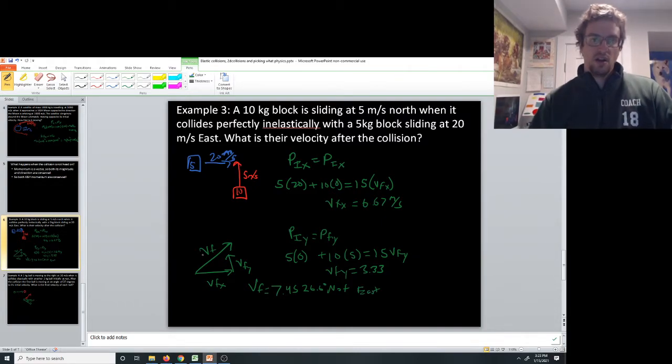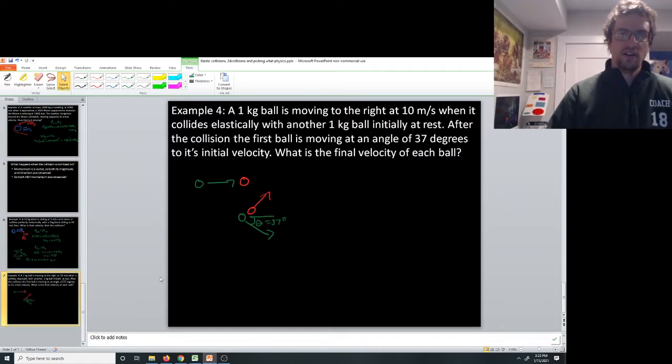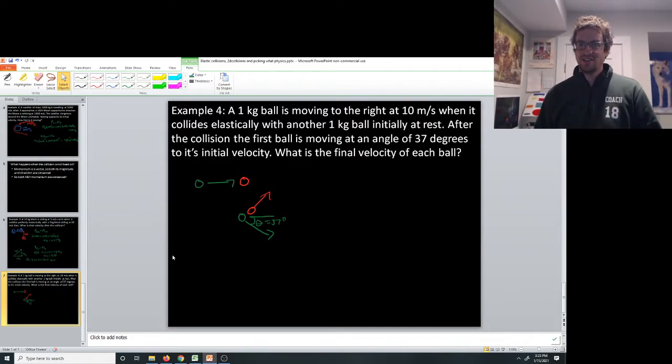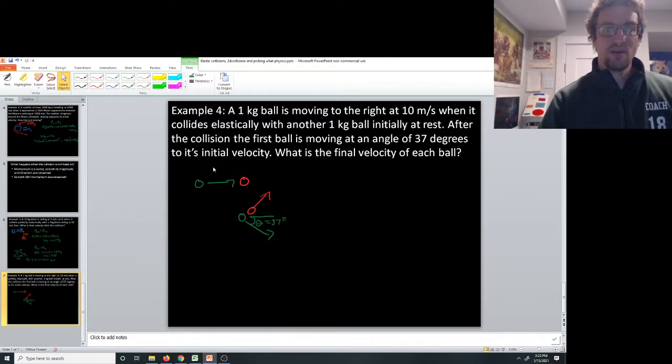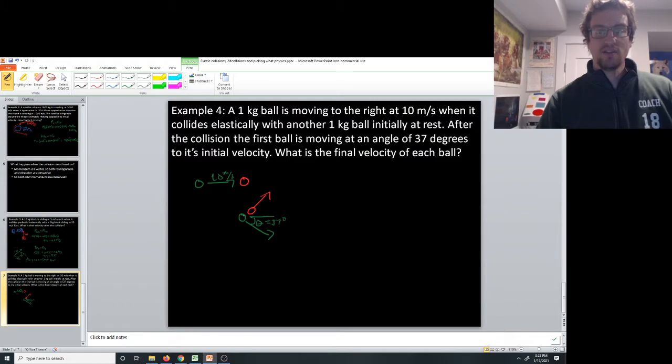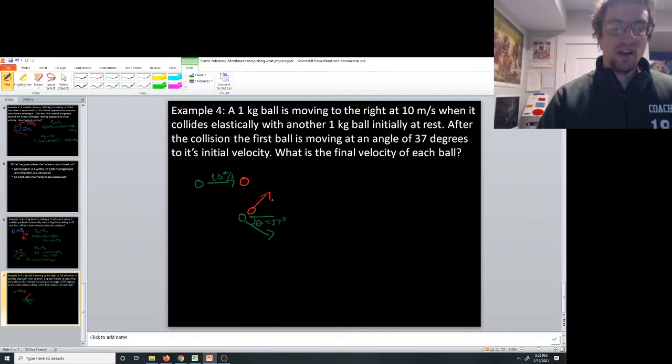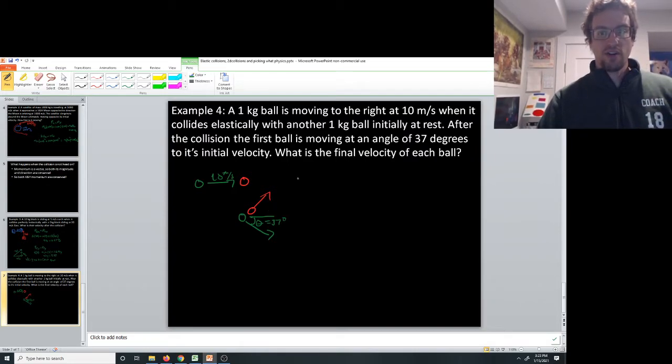Okay. All right, final one here. This is an elastic collision in 2 dimensions. So a 1 kilogram ball is moving at 10 meters per second. And afterwards, they bounce off at angles. I want to know the final velocity of each ball and what direction they're going in. A lot of math. I'm not going to work it all out for you, but I want to show you the idea.